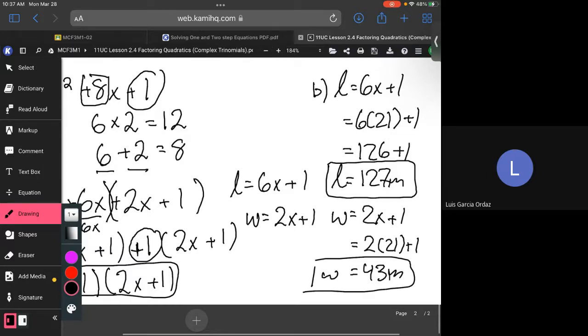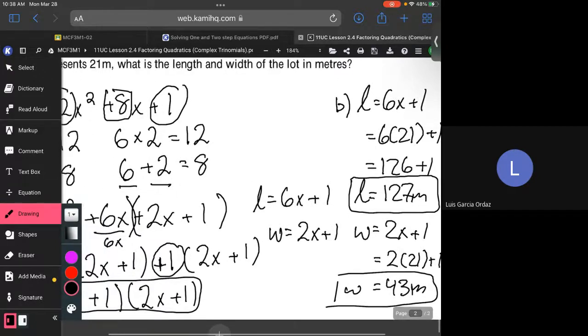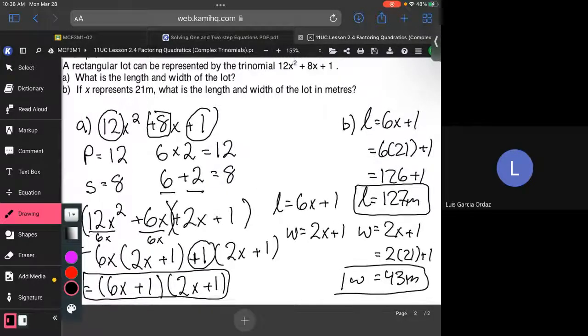Okay. So I want you guys to do G and H on your own, and I'm going to come around and check for your solutions. I'm going to keep these up so you guys can copy it down, and then after do G and H, and then I'll come around and check your answers.